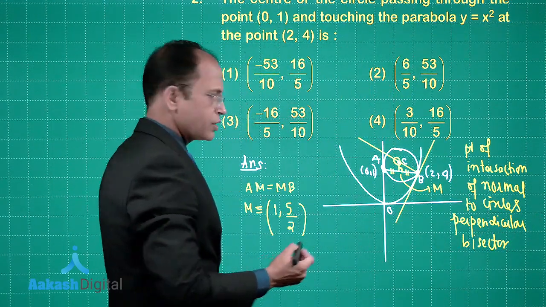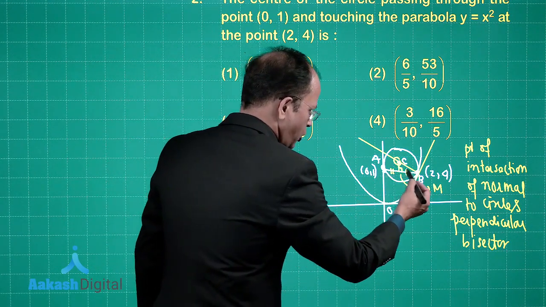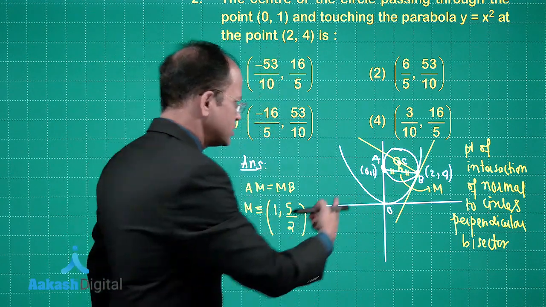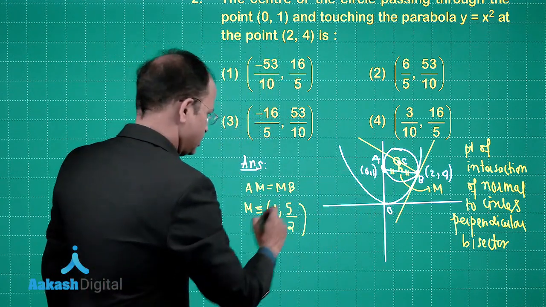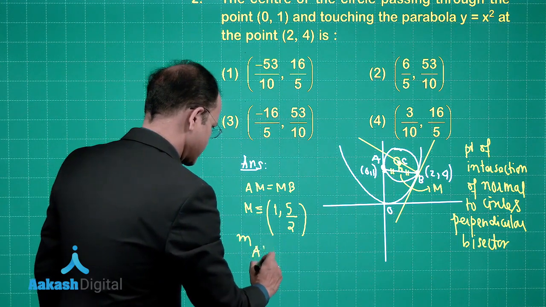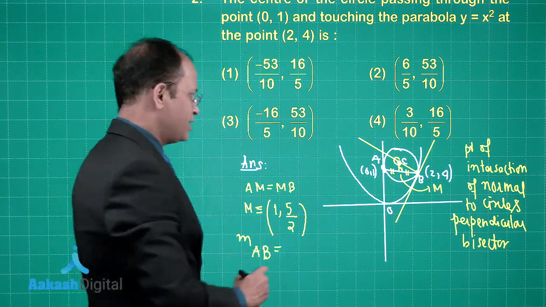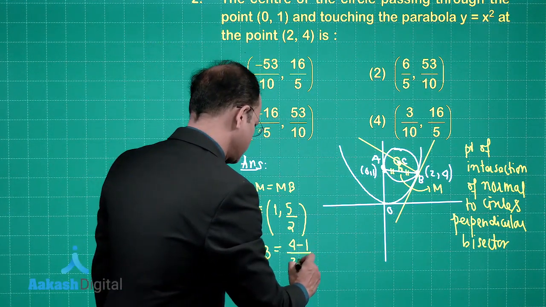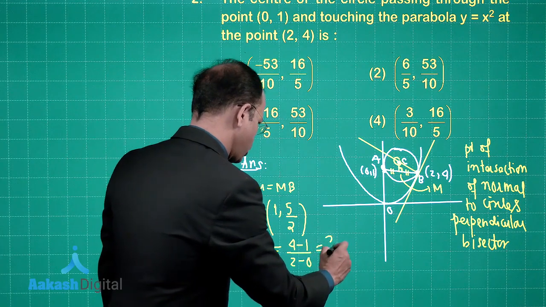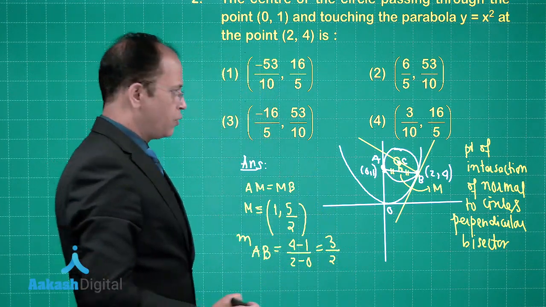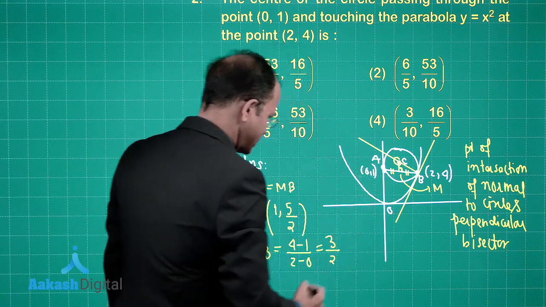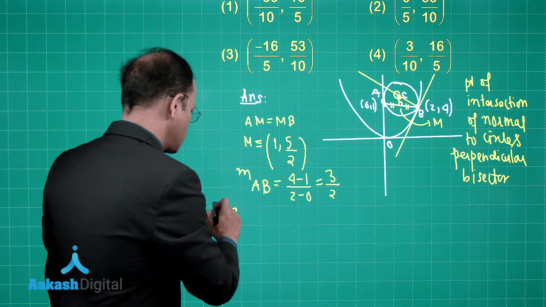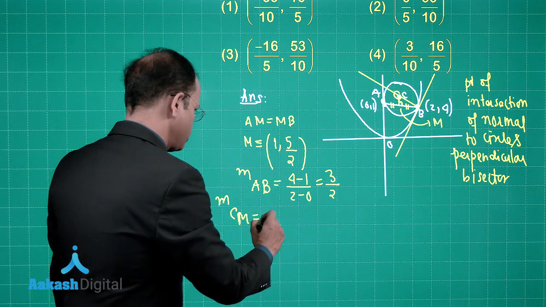Perpendicular bisector means we are talking about from the center on the chord AB. So once we get this M, one point is known to us, then we have to find the slope of AB. So slope of AB can be found out as 4 minus 1 upon 2 minus 0, that is coming out to be 3 upon 2. So what is the slope of the perpendicular bisector CM then? Slope of CM is going to be minus 2 upon 3.